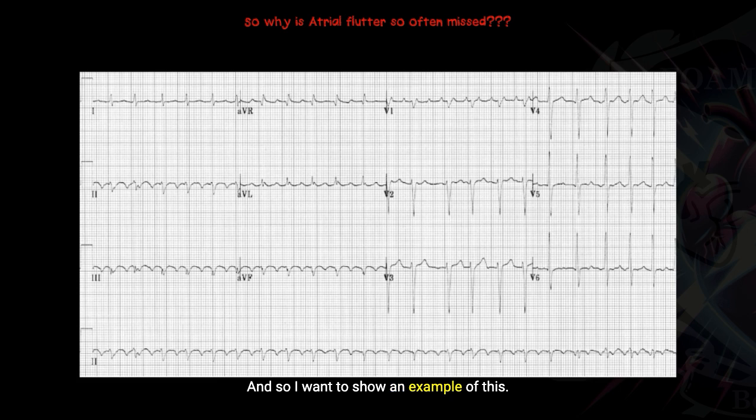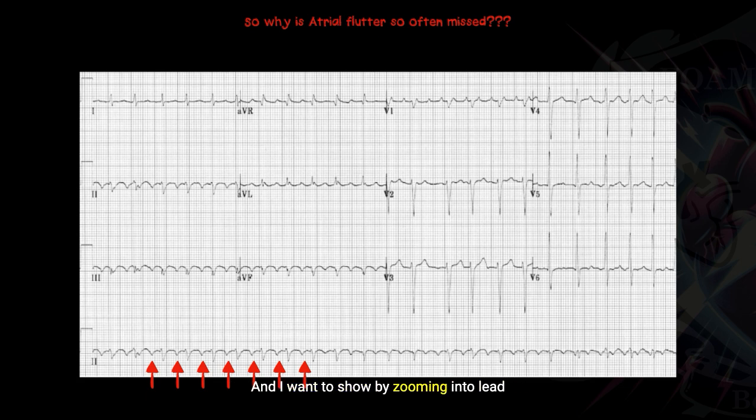And so I want to show an example of this. We have in this 12 lead a very nice ventricular rate of 150. And what I want to draw your attention to is lead 2 at the bottom. I want to show how these T waves are lining up almost perfectly in the middle between QRS complexes. This is your first clue that you may be dealing with an atrial flutter of 2-to-1 conduction.